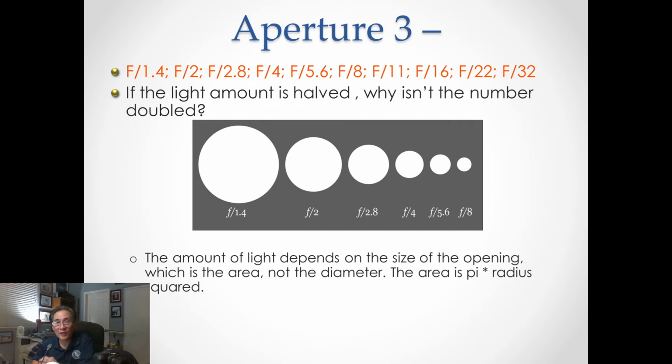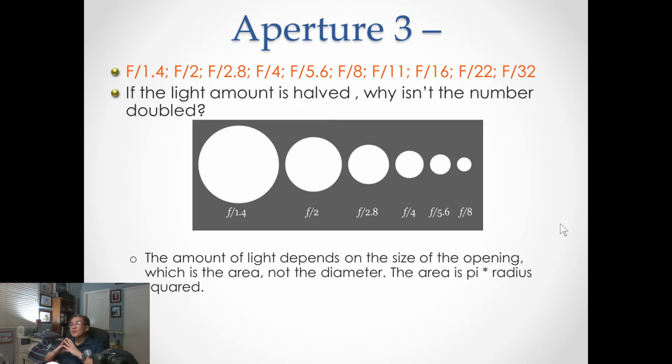And the size of the hole gets smaller. So it is a reverse relationship. I'm cutting the light down in half each time I change the value here. So from 1.4 to 2, I cut the light in half. 2 to 2.8, I cut it in half again. 2.8 to f4, I cut it in half again, and so on and so forth.